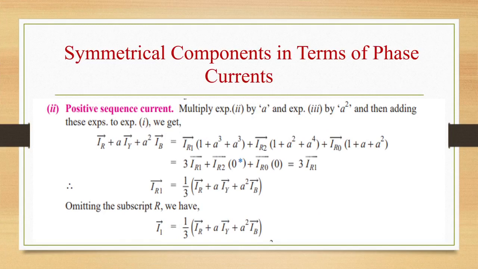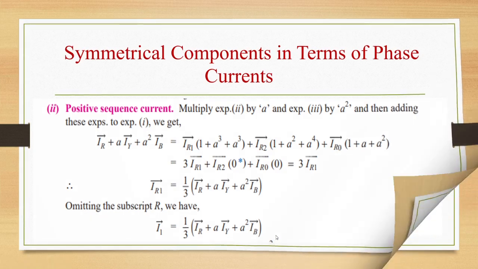For positive sequence current, we have seen that IR plus a IY plus a square IB is equal to IR1 into (1 plus a cube plus a cube) plus IR2 into (1 plus a square plus a power 4) plus IR0 into (1 plus a plus a square). So it is 3 IR1. So IR1 will be equal to 1/3 times (IR plus a IY plus a square IB). Omitting the subscript R, I1 will be equal to 1/3 times (IR plus a IY plus a square IB).